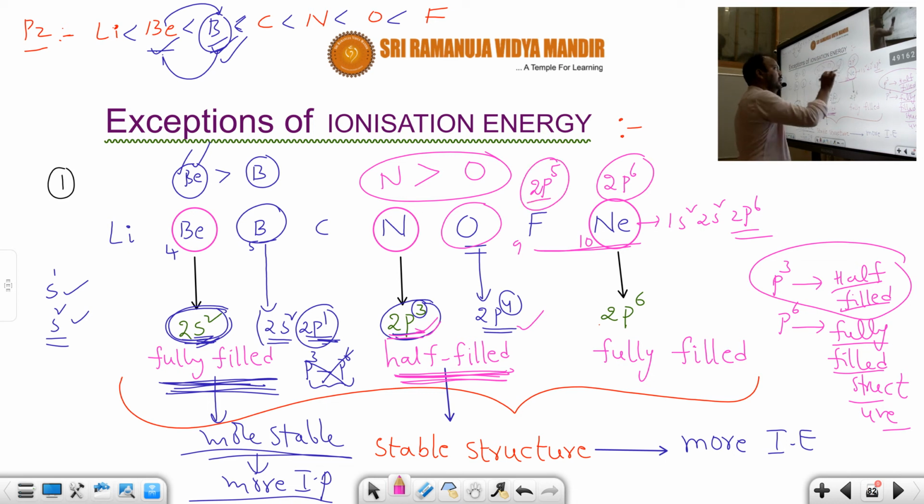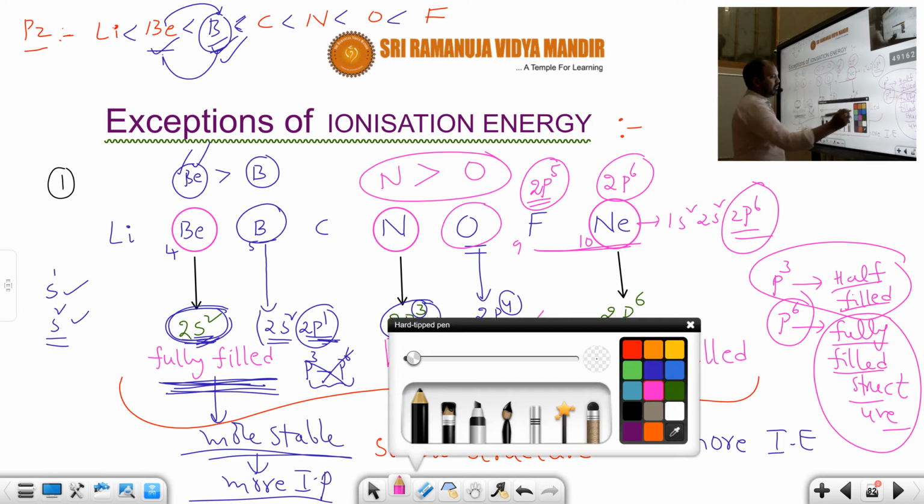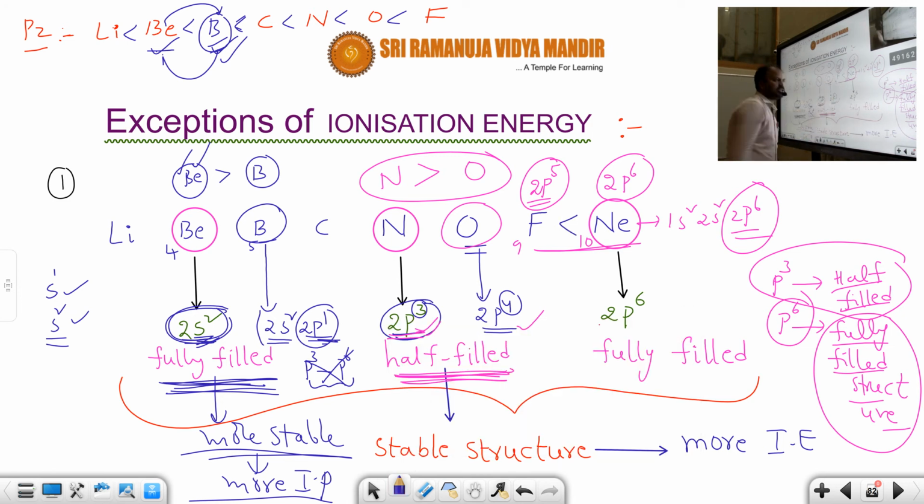In the case of fluorine, the last orbital configuration is p5. Here fluorine has 5 electrons in its p subshell. In neon, how many electrons does the p subshell contain? 6. Whenever there are 6 p electrons, that is a fully filled structure. Whenever a fully filled structure is present, it is more stable. When it is more stable, it has more ionization potential. Here half filled and fully filled structures are more stable. So whenever a structure is more stable, it has more ionization energy.